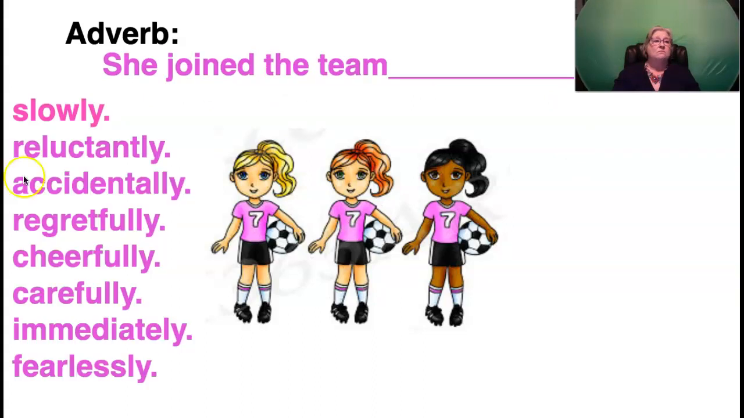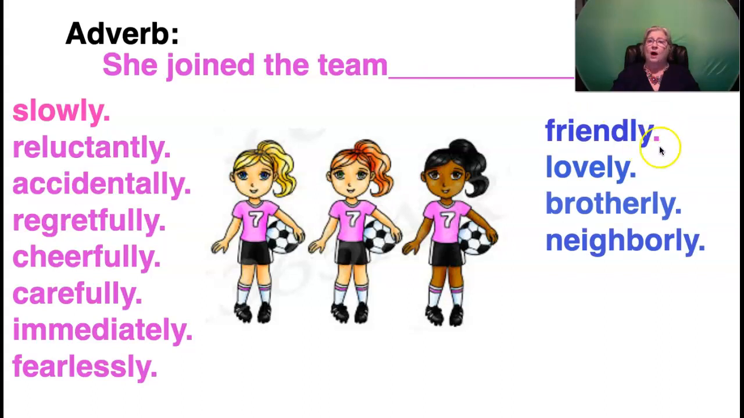Now, we are very familiar with the ly adverbial endings. But that doesn't mean that every word that ends with ly is an adverb. If you think that, then you don't really understand what adverbs are. Because you can't say she joined the team friendly, or she joined the team lovely. These look like adverbs because they have the ly, but actually they're adjectives. The friendly truck, the lovely truck, the brotherly truck, the neighborly truck. This is all about patterns.